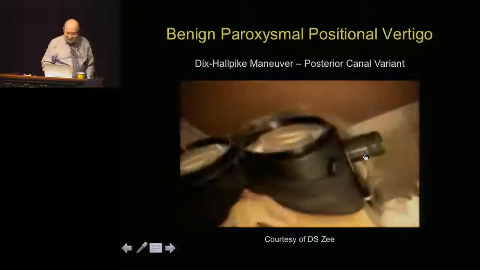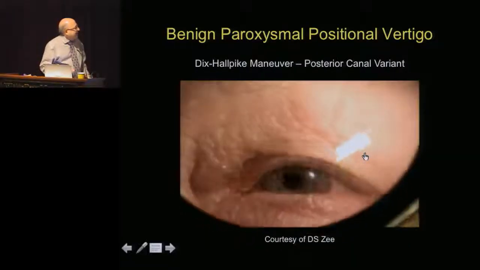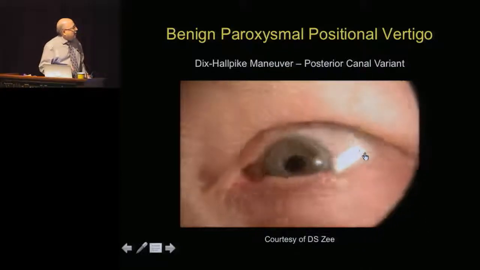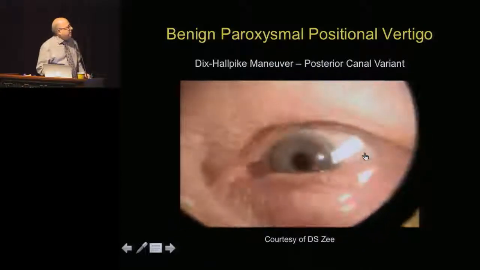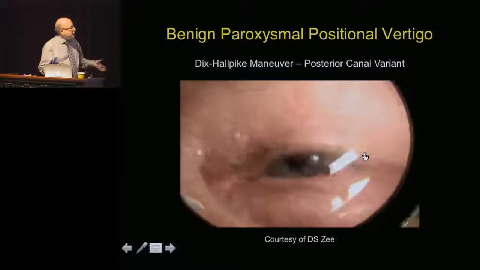Slow motion. So we see a rotary and upbeat nystagmus, okay? And it'll last only a few seconds.